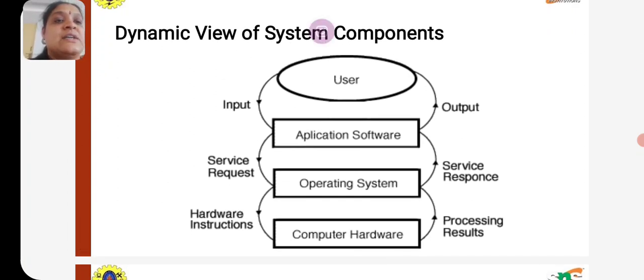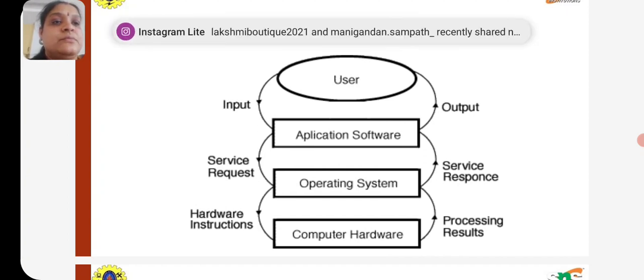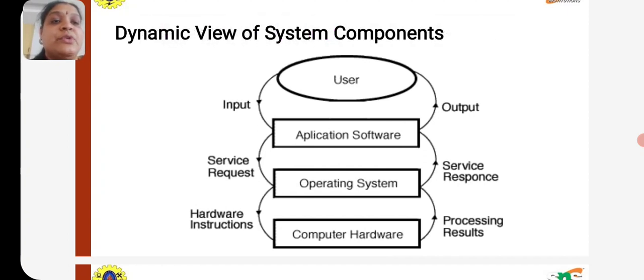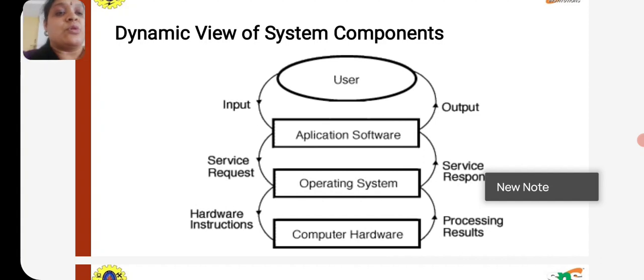So as I said, the user will give the input to the application software. The application software will in turn request the OS. The OS will give instructions to the computer hardware. Now if you see on the right side, the computer hardware will process the result and respond back to the operating system. The OS again will respond back to the application software, and the output will be given to the user. So this is the dynamic view of the system components.